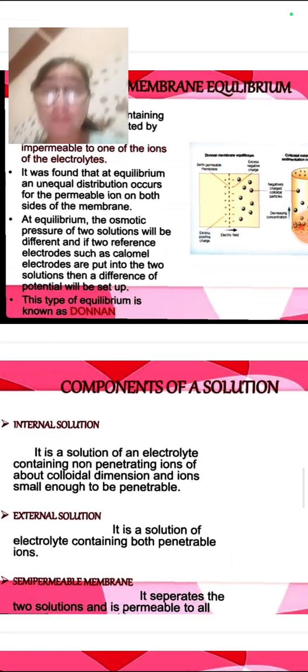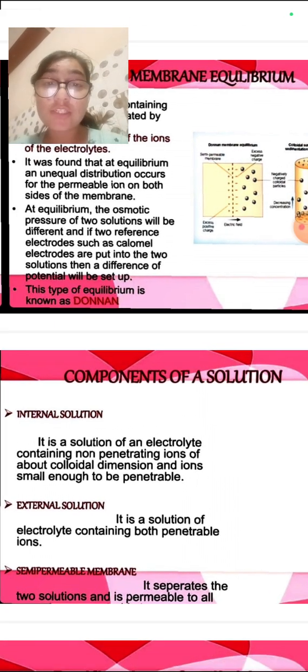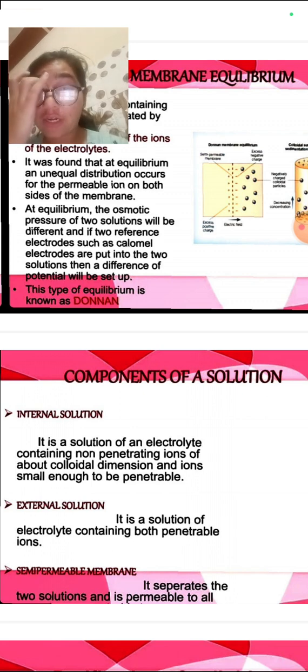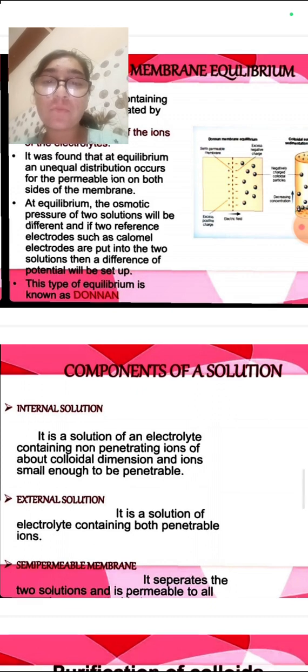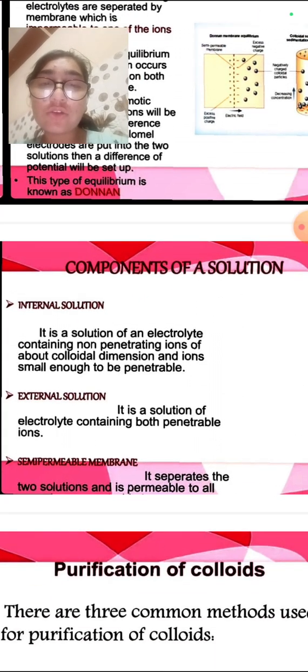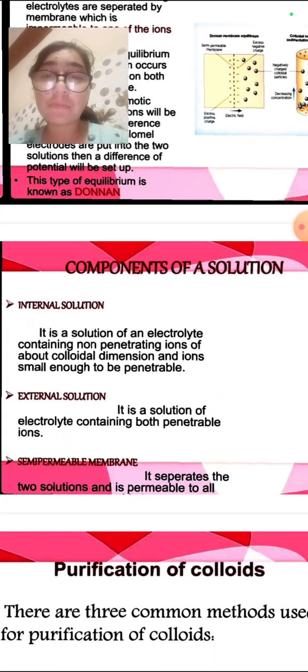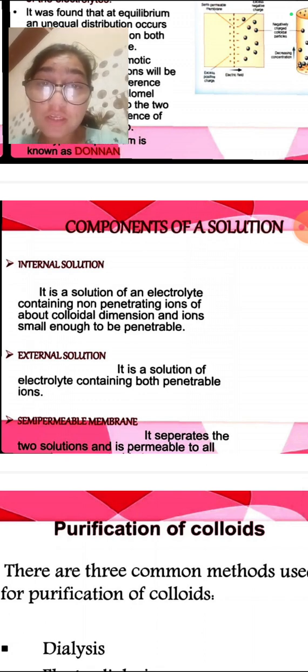Components of a solution. Internal solution. It is a solution of an electrolyte containing non-penetrating ions of about colloidal dimension and ions small enough to penetrate. External solution. It is a solution of electrolyte containing both penetrating ions. Semi-permeable membrane. It separates the two solutions and is impermeable to colloidal particles.